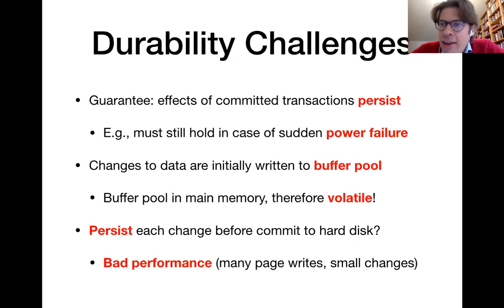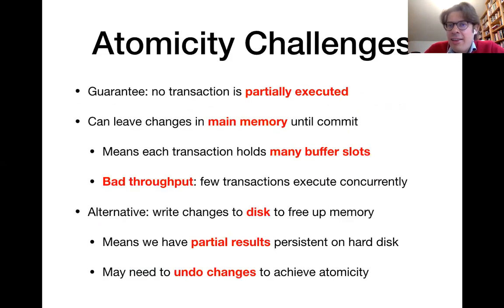And for that, you're actually performing a lot of page writes, and that is very inefficient. So here the naive approaches don't work well. So in the following, we're going to see a way to improve over that. First of all, let's discuss atomicity, which essentially means we guarantee that no transaction is partially executed.